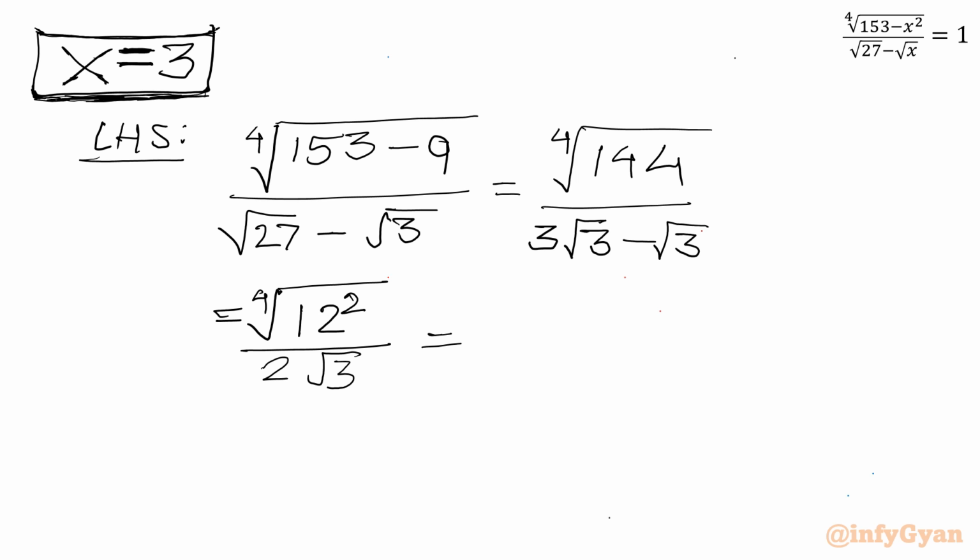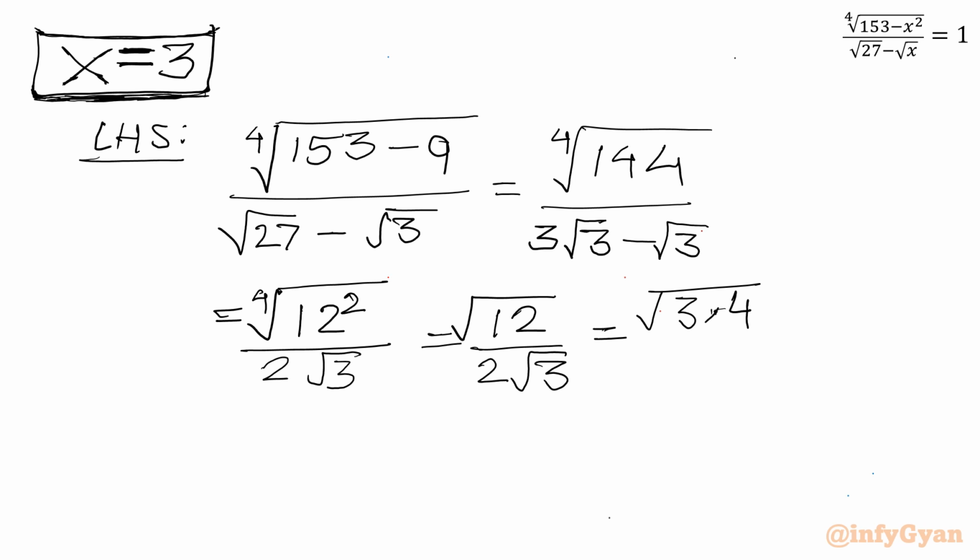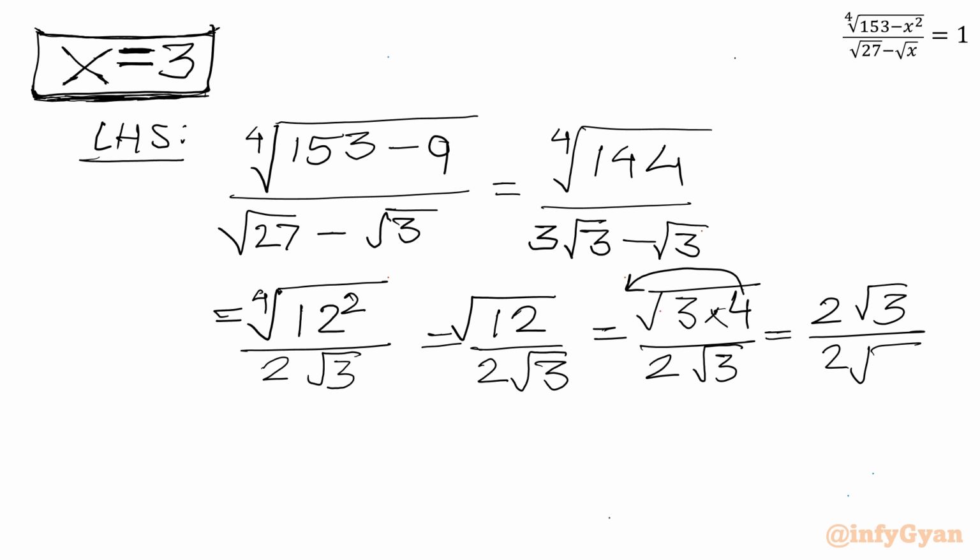Now I can write 4th root of 12 square. So power will be half left only. That means square root 12 divided by 2 root 3. 12 can be written as 3 times 4 divided by 2 root 3. Now 4 will come out as 2, square root 4 is 2. 2 root 3 over 2 root 3. This way we will be getting our RHS 1. That means this is also a true solution, verified.